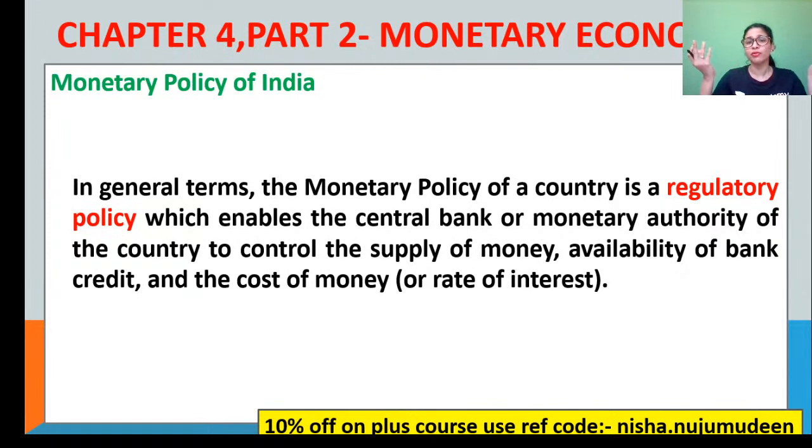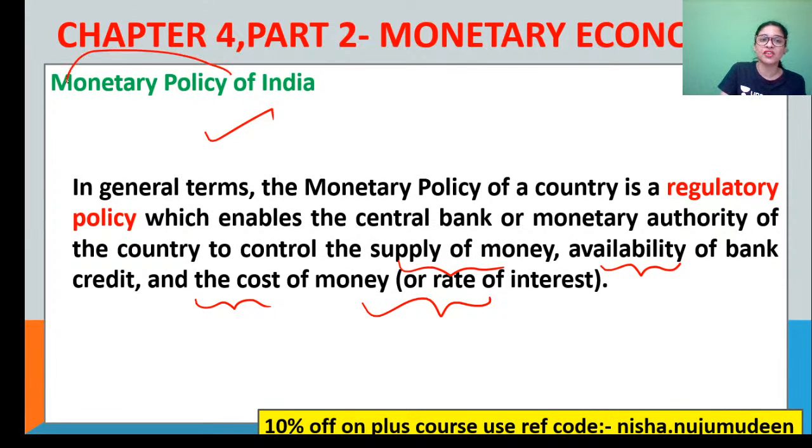Yes, as I told you before, in general terms, it is the regulatory policy of a country which enables the most important or key bank of a country, that is a central bank or monetary authority, to control what? To control the supply of money in the economy, and also to make sure that they're controlling the availability of bank credit or money, and also the cost of money or rate of interest. When all these factors are controlled and monitored thoroughly by a central authority called RBI, that is called monetary policy in simple terms in the context of our country, India. When all these three factors are taken into consideration and monitored properly, that is what the monetary policy of a country, India, does.